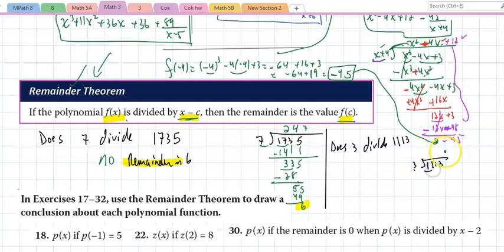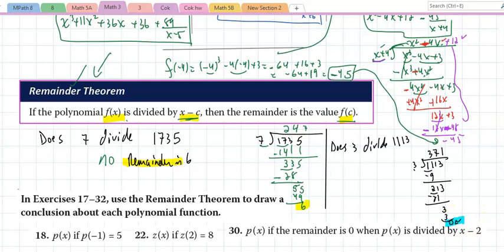3 divides 11 3 times. You multiply, you get a 9. Subtract. That's a 2. Bring those down. 3 divides 21 7 times. That's 21. Subtract. And do you see what happened? I got a remainder of 0.